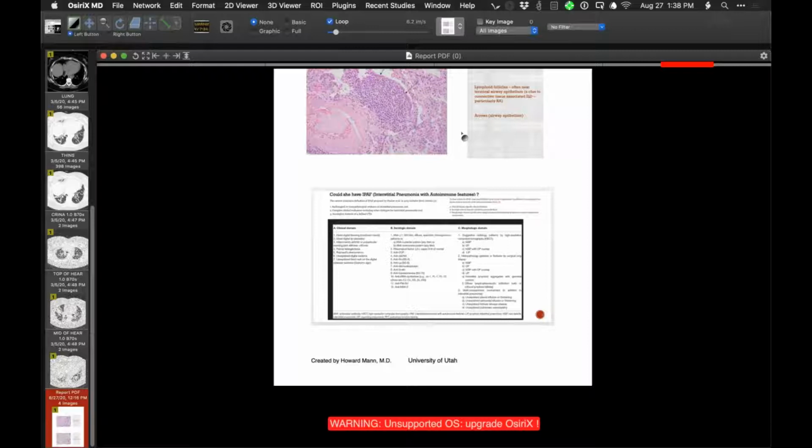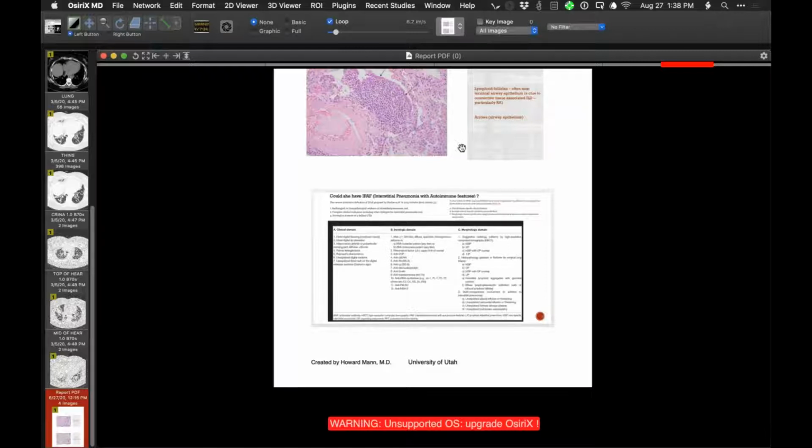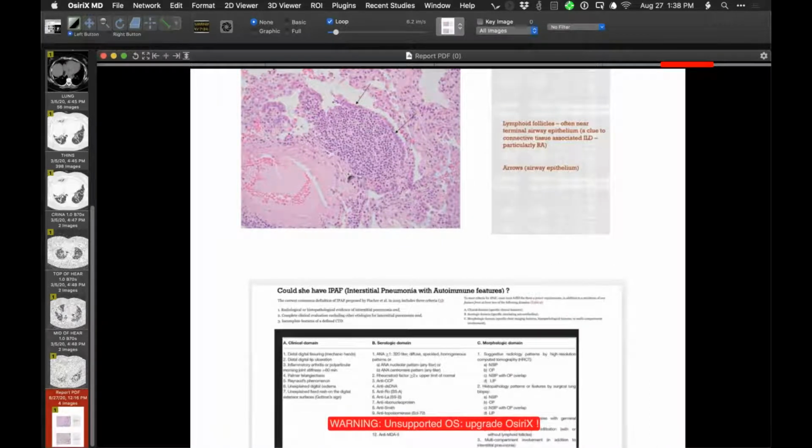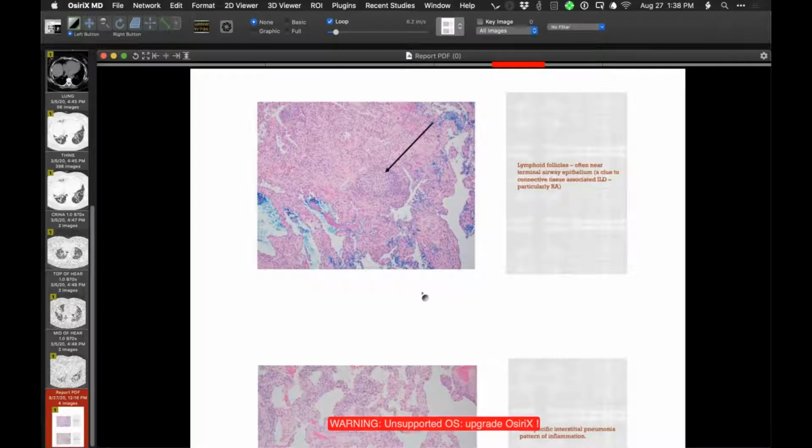Okay, so this here is in higher power, and I'll bring this down, a really nice example of a lymphoid follicle. The two arrows here indicate airway epithelium. So we have a lymphoid follicle. We don't have germinal centers, but certainly that's what the pathologists will look for. So far we have pleural abnormality, and we've got lymphoid follicles.